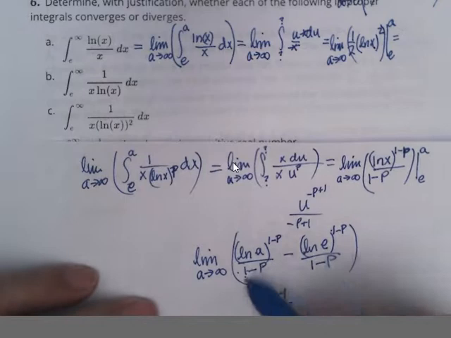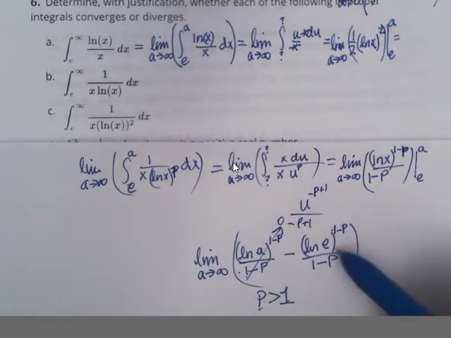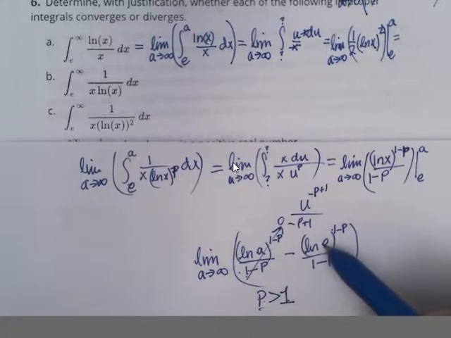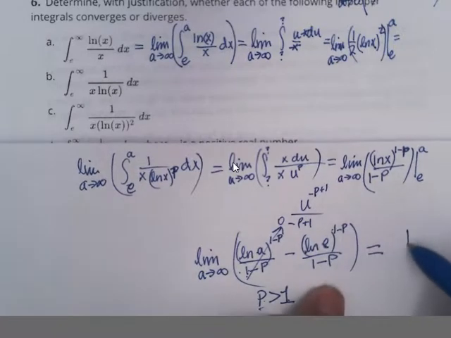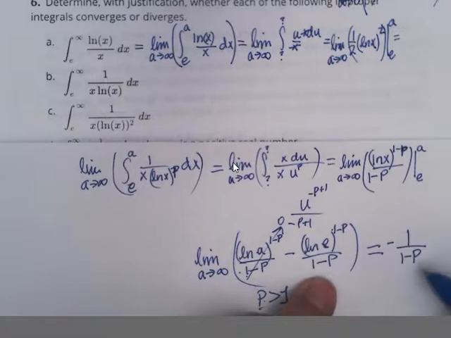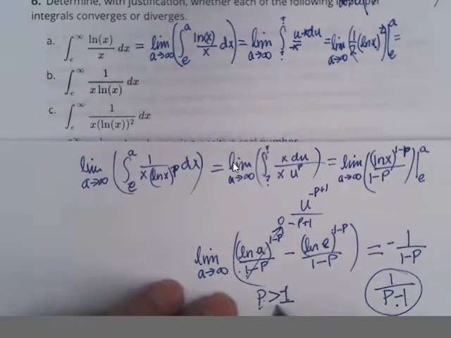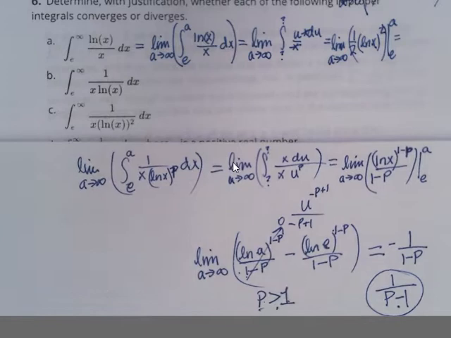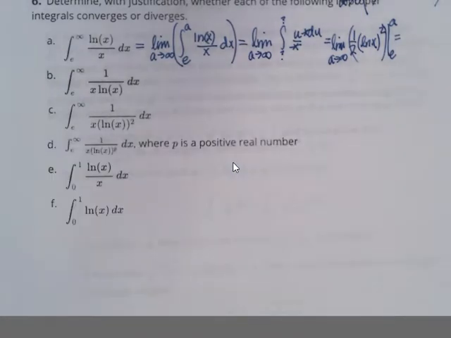And if p is greater than 1, this will go to 0. And ln of e is 1, and 1 to any power is 1, so the converging value would be 1 over 1 minus p times negative 1, which is 1 over p minus 1. So this will be the converging value if p is greater than 1, and that's what they have for the answer. Good thing I took my time doing that one.